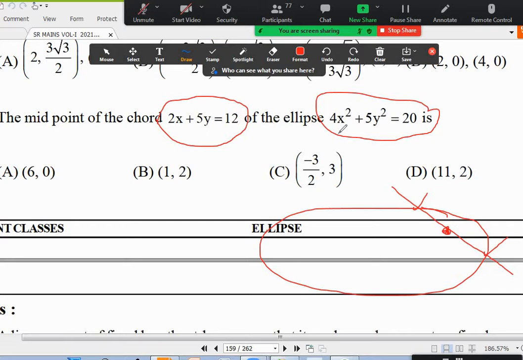You can do this in all 4 chapters: circles, parabola, ellipse, hyperbola. That is, if the chord is given, to find the midpoint just solve them, eliminate y or x, and get a quadratic equation. Sum of the roots by 2 will give you the x coordinate. Substitute that x coordinate in the line, and automatically you will get the y coordinate. Okay?